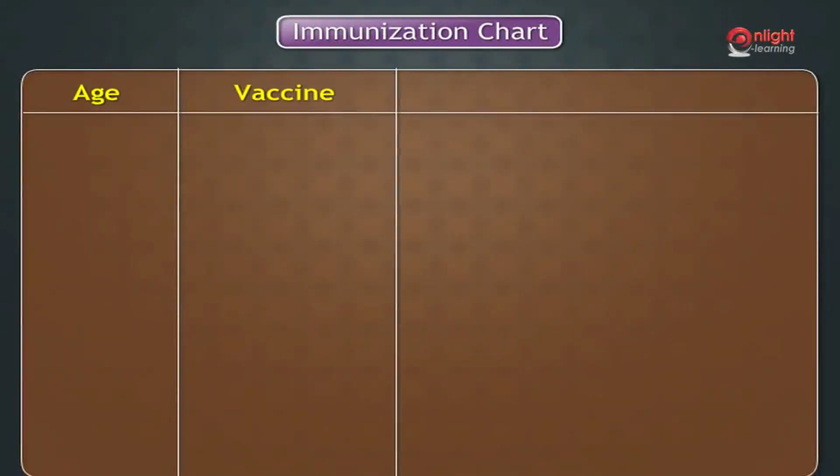Let me show you a chart that will make it easy for you to understand. Every child should be given the proper vaccines at the right time and a record should be maintained of the same. Immunization chart. Age, vaccine, disease protected from.